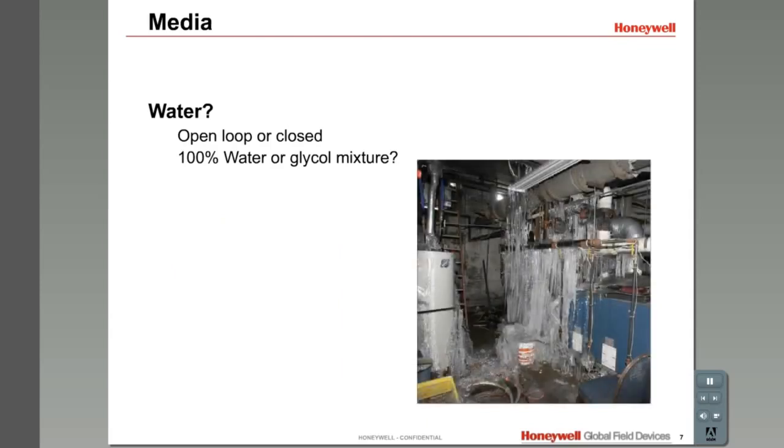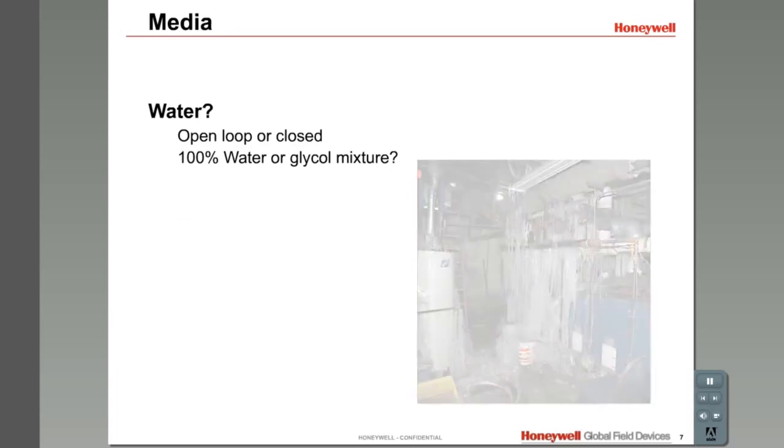Frozen pipes not only result in equipment failure, they can cause expensive property damage. For this reason, water used in heating and cooling systems may be mixed with glycol in order to reduce the freezing point. Up to 50% glycol is common. It is important to verify that the components you choose are compatible with glycol if it is used.